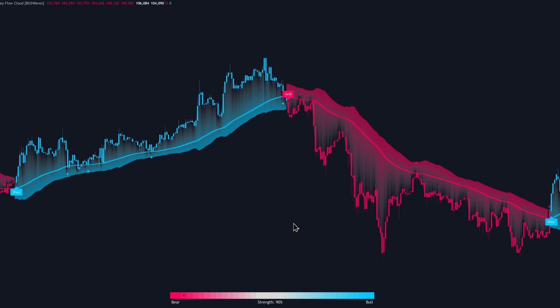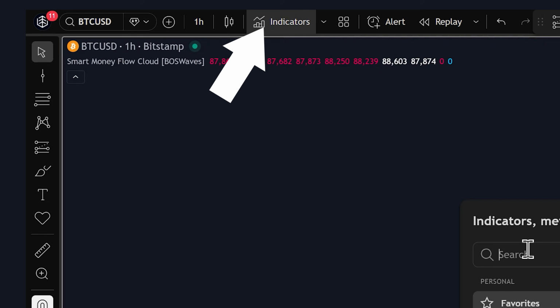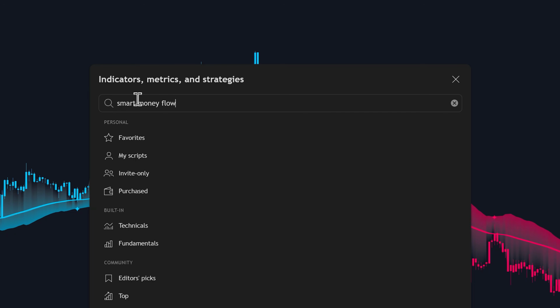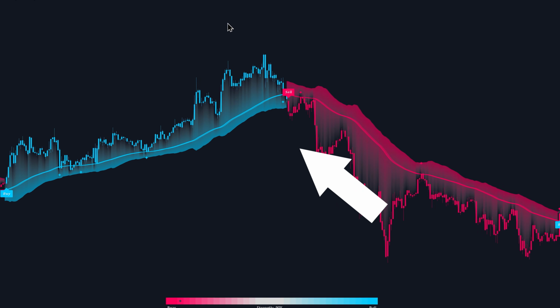Open TradingView, load BTCUSD, switch to the 1-hour, then click Indicators and search Smart Money Flow Cloud, BOS Waves. Add it to your chart. Once it loads, you'll immediately notice the chart gets a lot more readable.